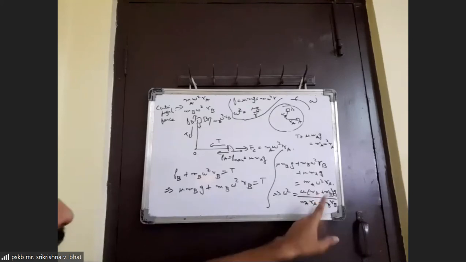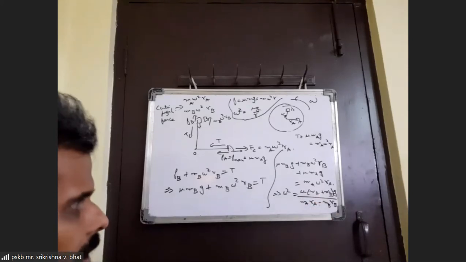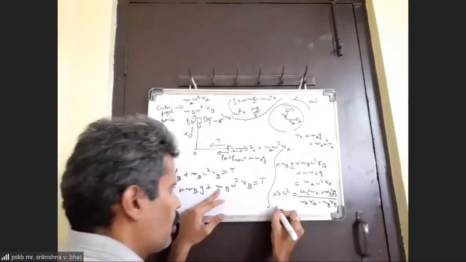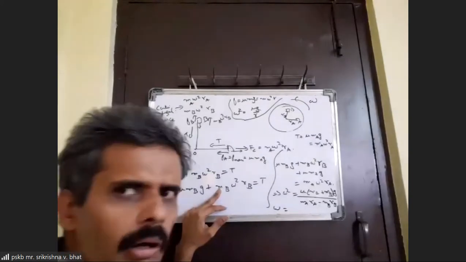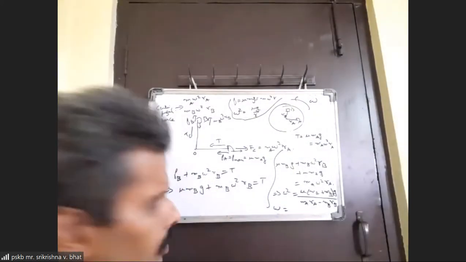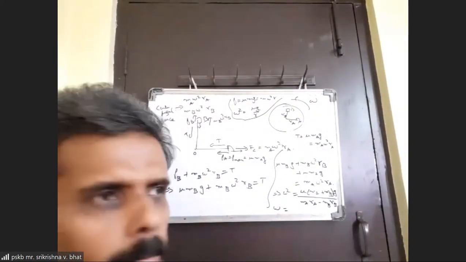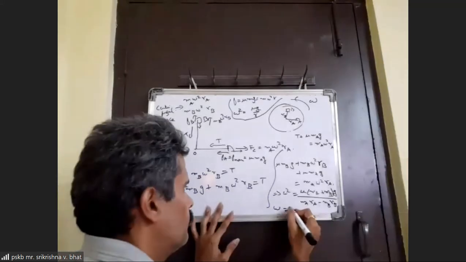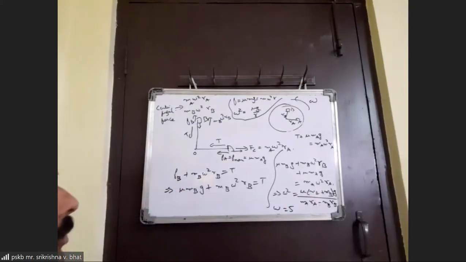Okay, so then we can substitute the values of MA, MB, RA, and RB in this, and then omega will come out to be 5 by root 3, or what does it come out to be? 5. 5, sir. 5. Okay, not 5 by root 3.